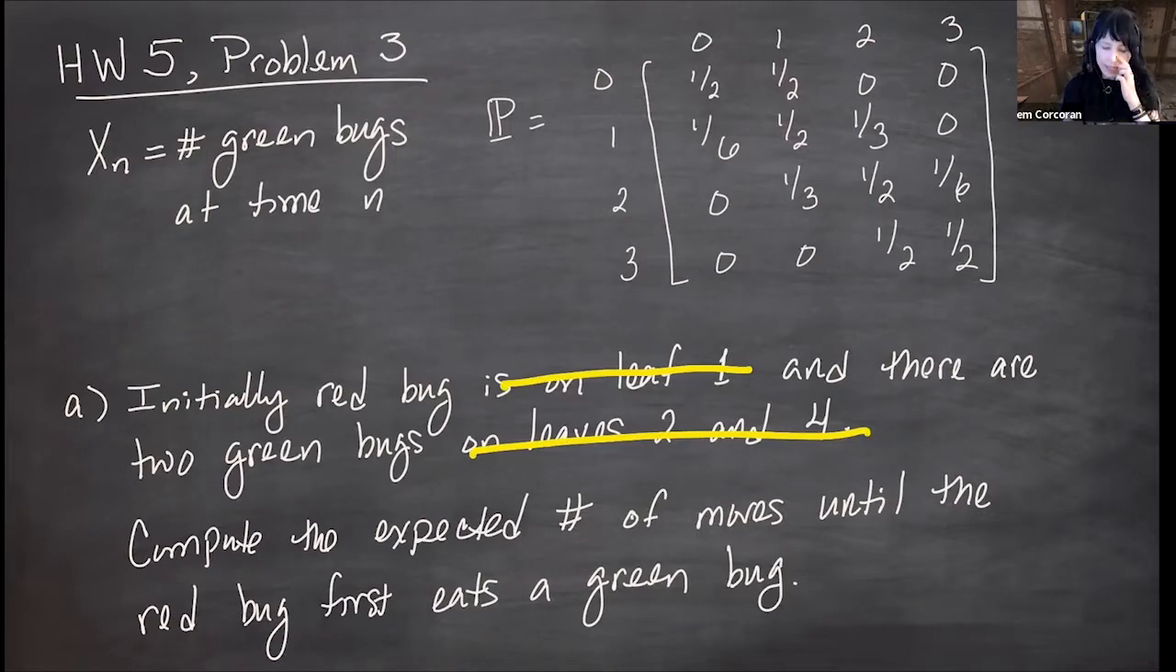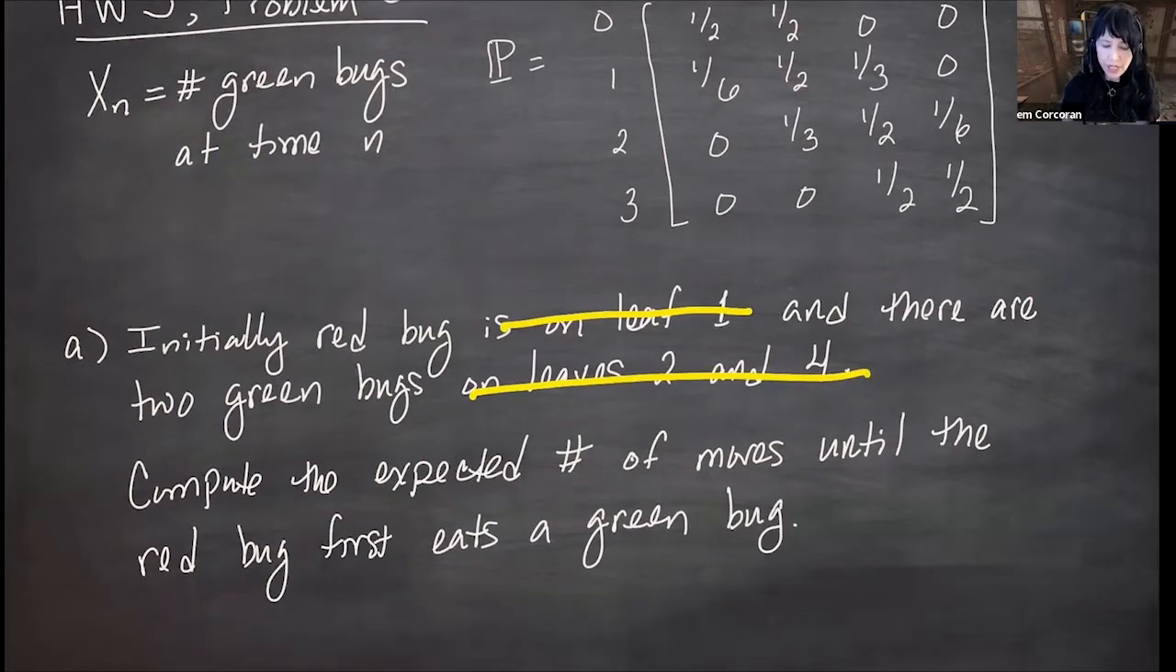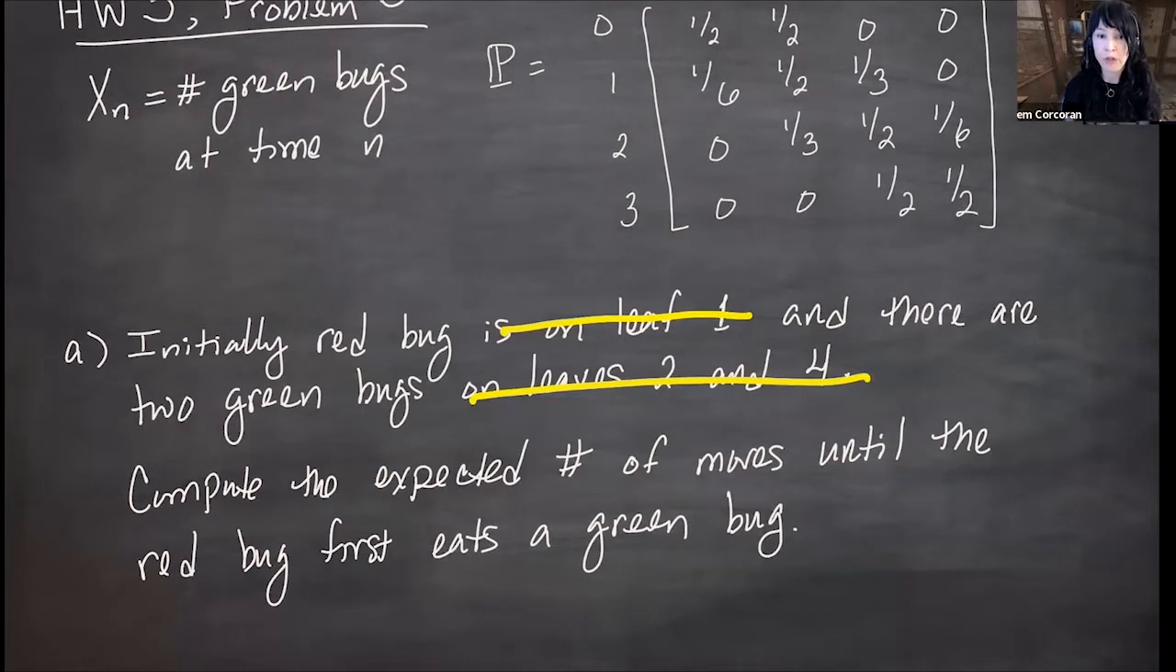And the final thing is the question in A was to compute the expected number of moves until the red bug first eats a green bug. And this is a first step analysis. But I just wanted to emphasize again that first step analysis problems are not all the same. It's just the concept that is the same. I did 3 in class.